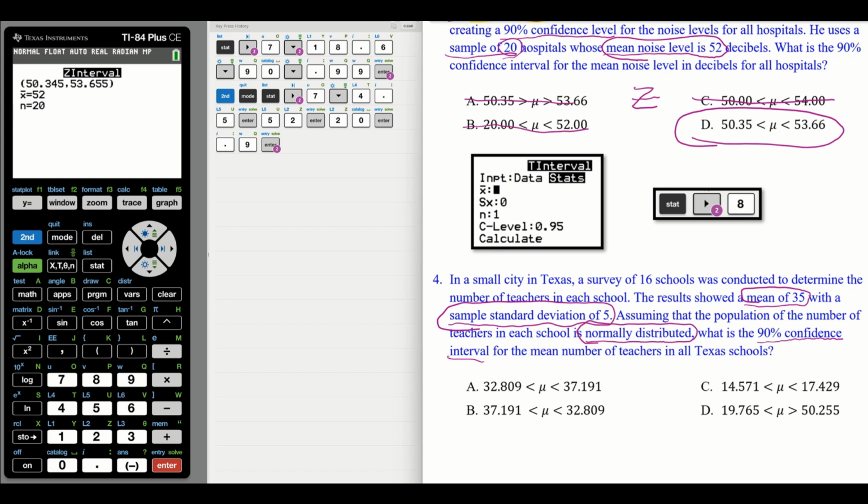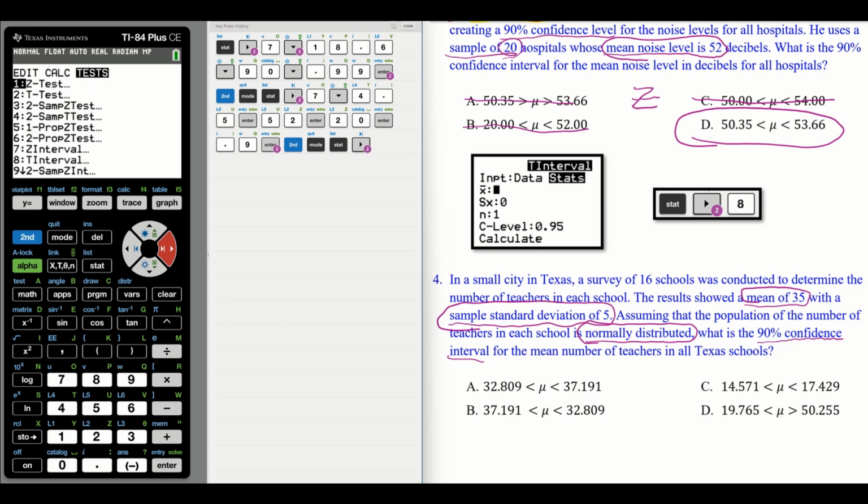Okay, all right. So let's back out of that. Okay, over. I have to decide which one I'm going to use. Well, I have a 16. I didn't circle that. That's a small number. 35. My standard deviation, it says sample standard deviation. Okay, it's for the sample. It's not for the population. Okay, let's see what we need to do. We're going with a small sample. I'm saying I think we should use a T interval.